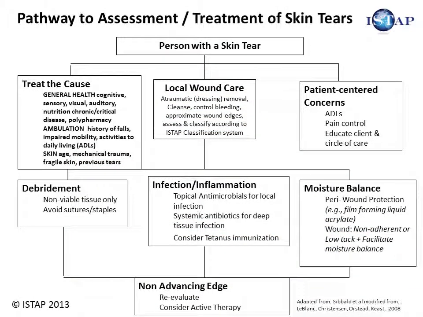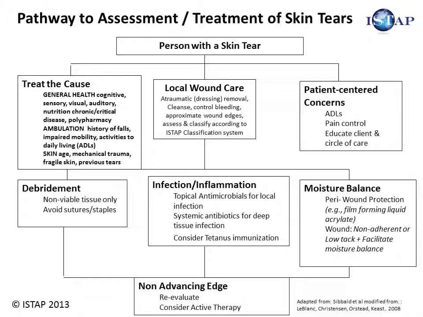In terms of treating the cause, we look at their general health, their cognitive status, their sensory status, visual and auditory problems, nutrition, any chronic or critical diseases, polypharmacy, history of falls, impaired mobility, and activities of daily living. Then we look at the actual skin: the age of the skin, the fragility of the skin, whether there's any mechanical trauma from equipment, and whether there have been previous skin tears.